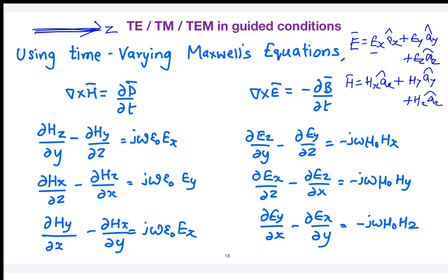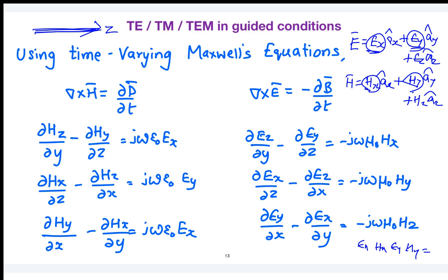So what I will try to do is express Ex and Ey, which are the transverse components, and Hx and Hy, which are also transverse components. My goal is to express Ex, Hx, Ey, Hy in terms of the longitudinal components Ez and Hz. Then I will solve the differential equation. Then I will get an equation for all of Ex, Ey, Hx, Hy. So that is the approach.